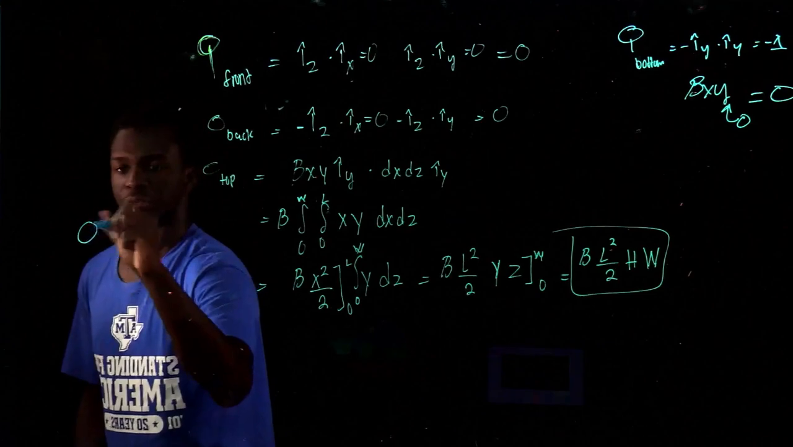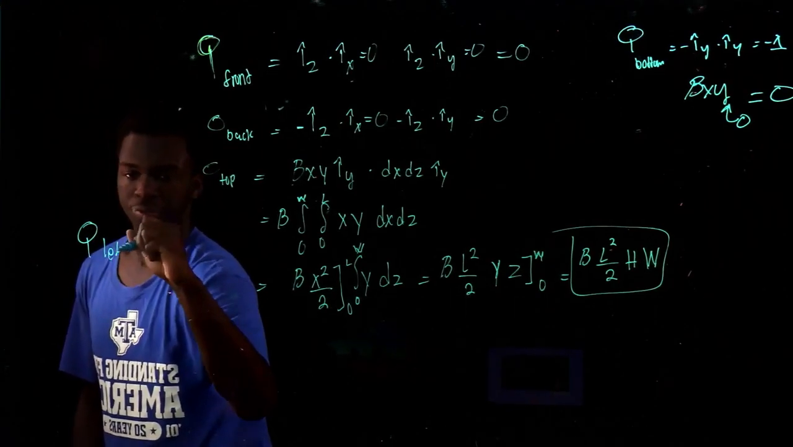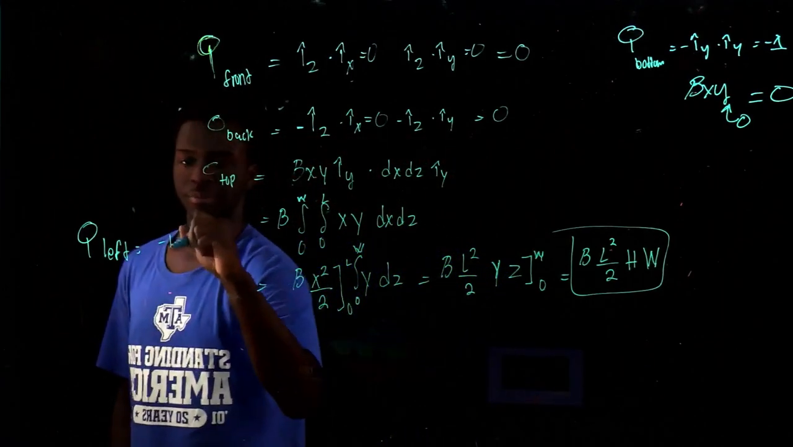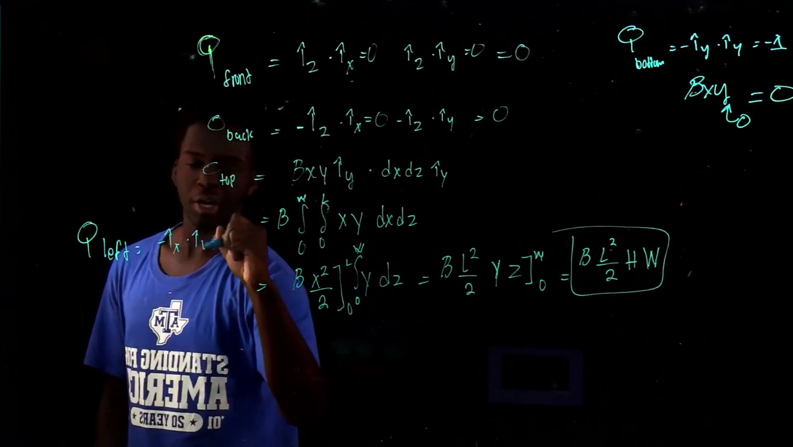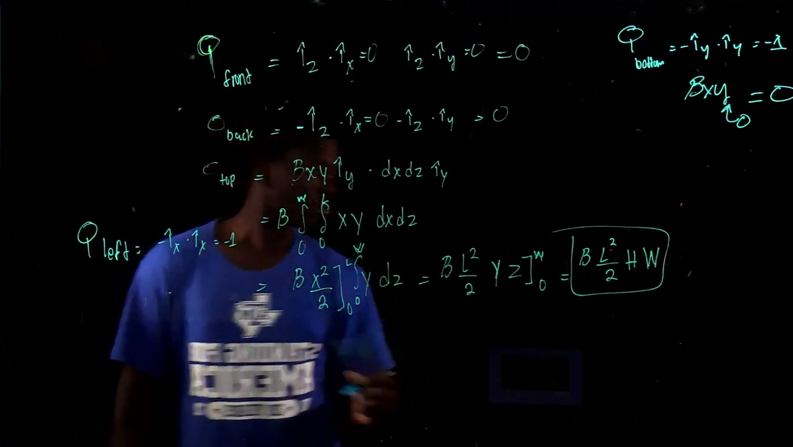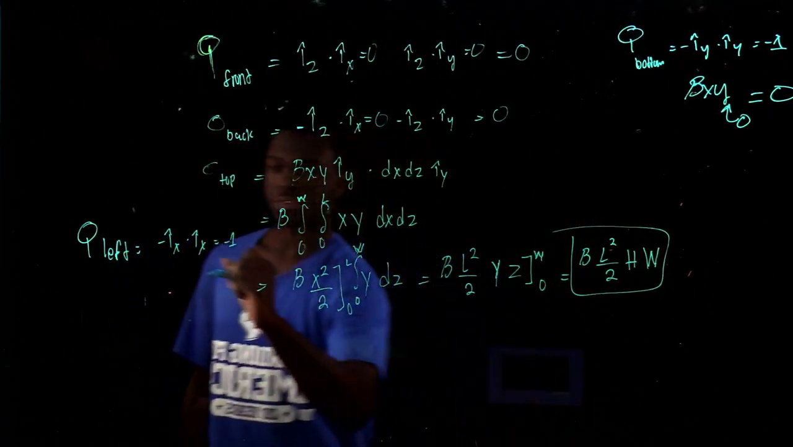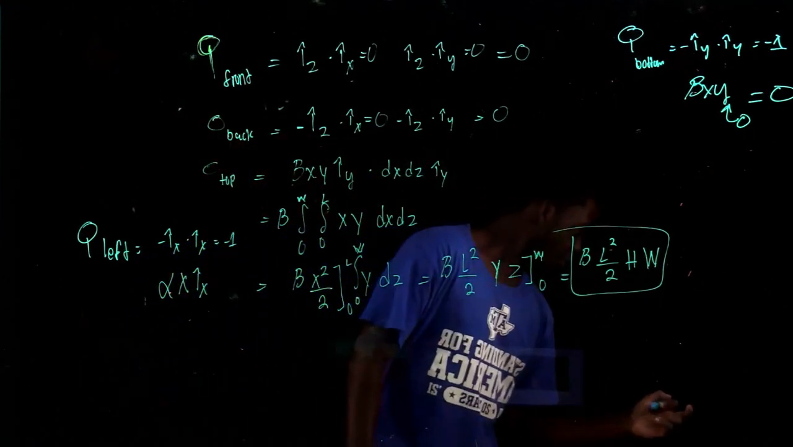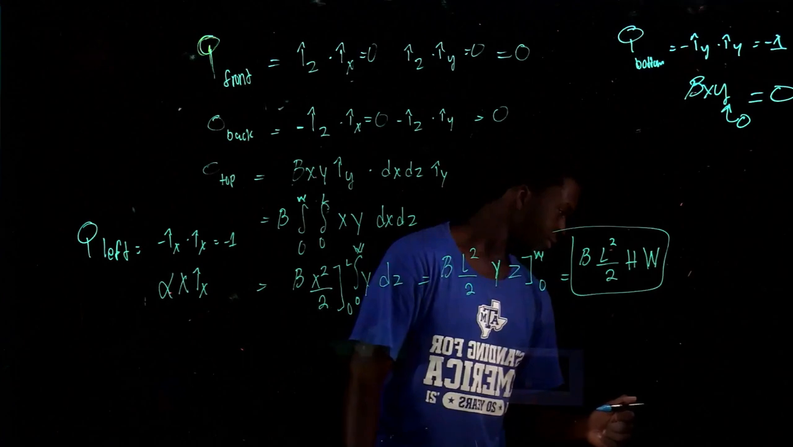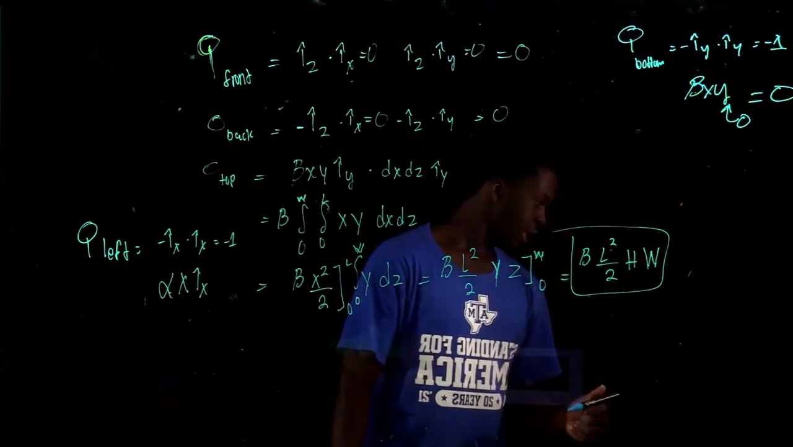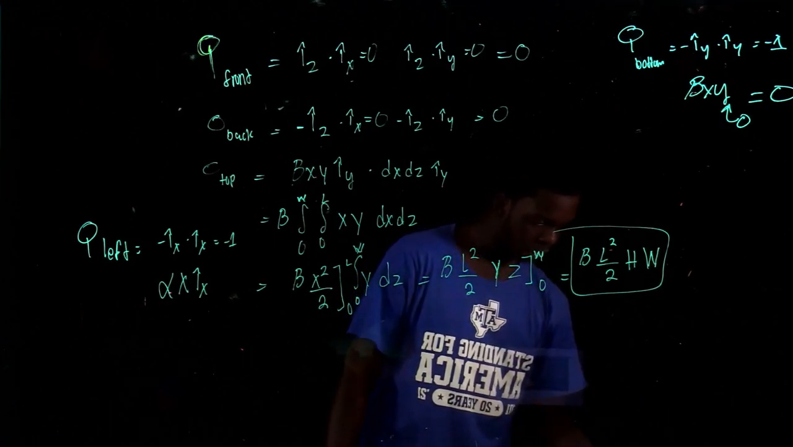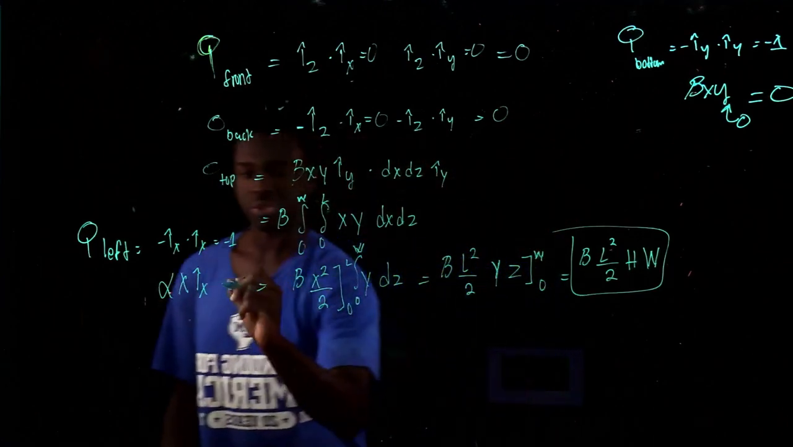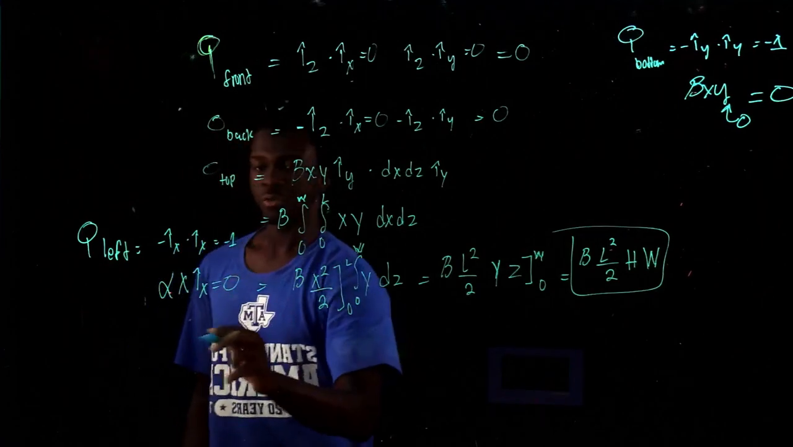Now we're going to do the flux of the left. The flux of the left is going in the negative IX direction. Negative IX dotted with IX is equal to negative one, but the field has alpha X IX, and the left is at X equals zero. So this is going to be zero for the left.